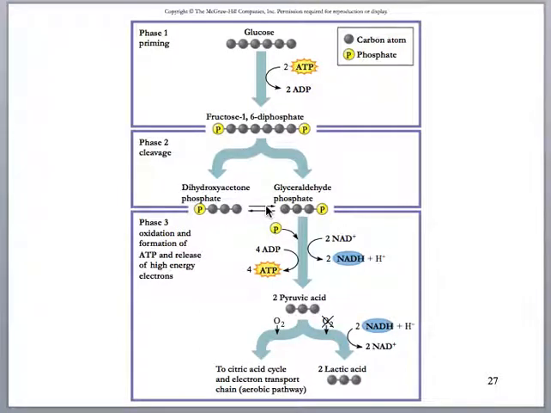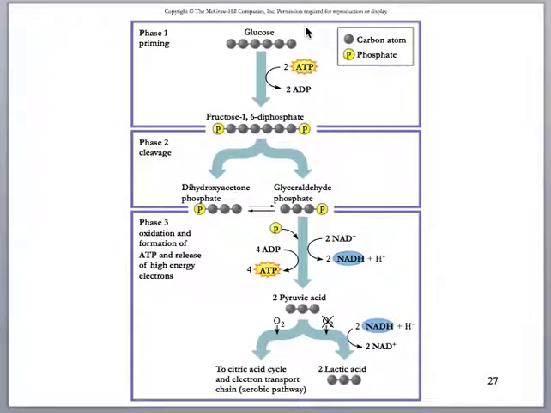So, recap of glycolysis. Glycolysis is anaerobic. It does not require oxygen. It happens in the cytoplasm of the cell. The point of glycolysis, if oxygen is present, is to get these pyruvic acids and shuttle them into the mitochondria for aerobic cellular respiration: the citric acid cycle and the electron transport chain.